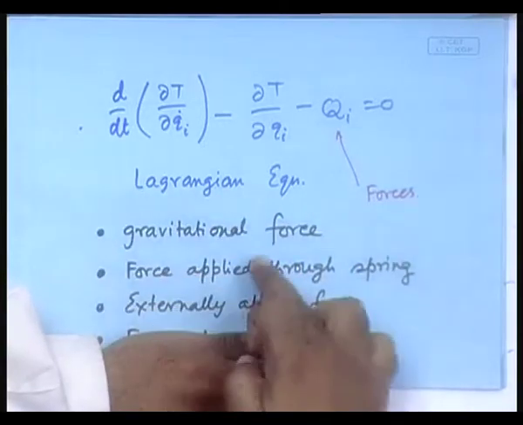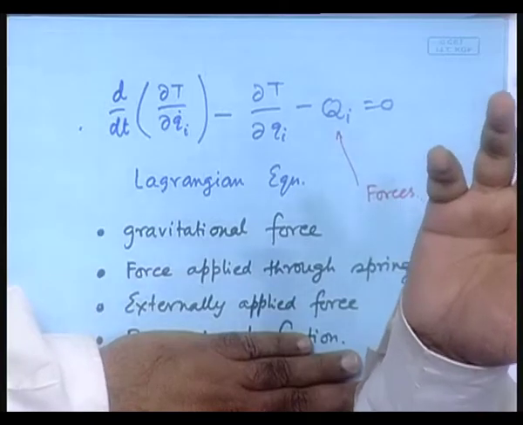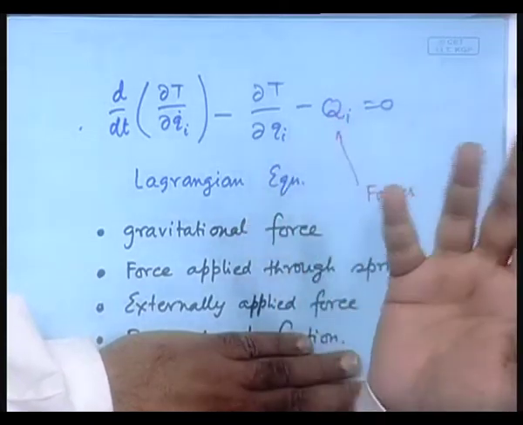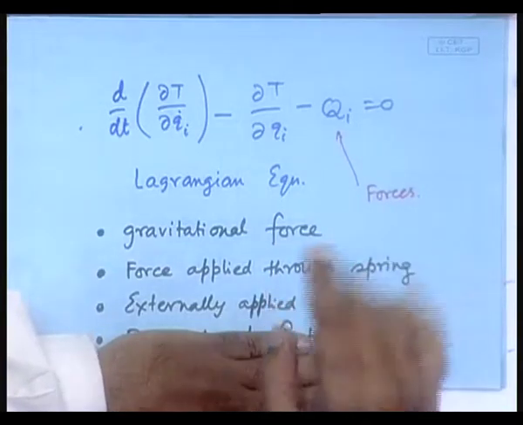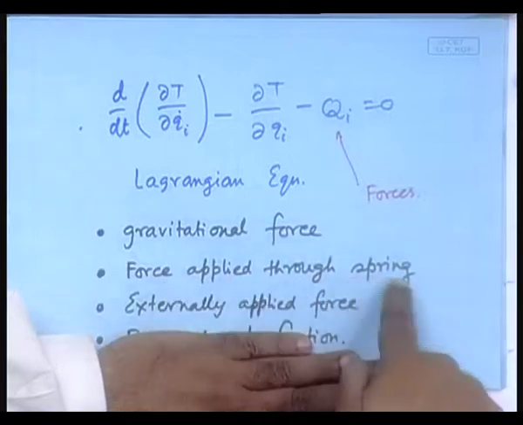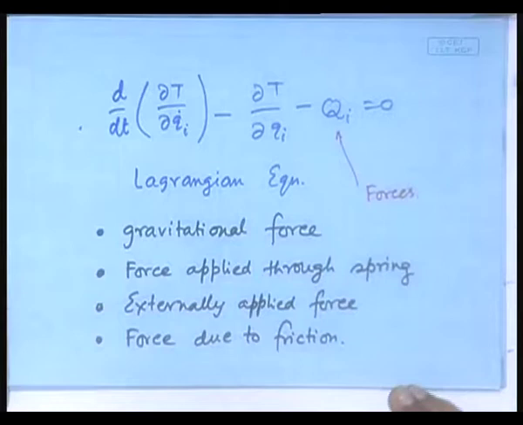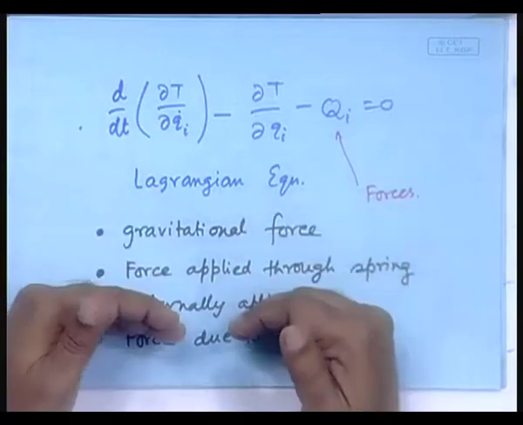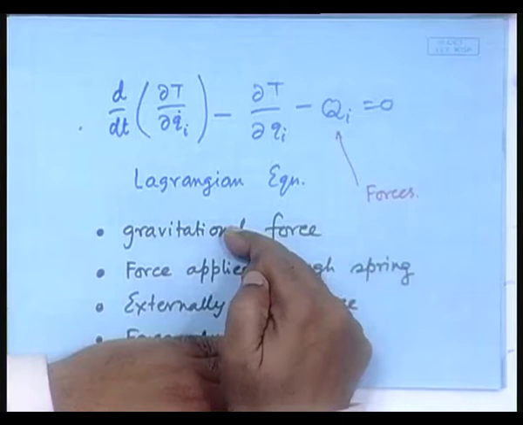But the other forces, gravitational force, we know that there is something called a gravitational potential, and the gravitational force is the gradient of that potential, we learned in school. But yes, you may not know how that can be done for a force applied through a spring or the externally applied forces, but for now take it for granted. I will illustrate all of these separately. Take it for granted that all these forces can be treated the same way we treat the gravitational force.